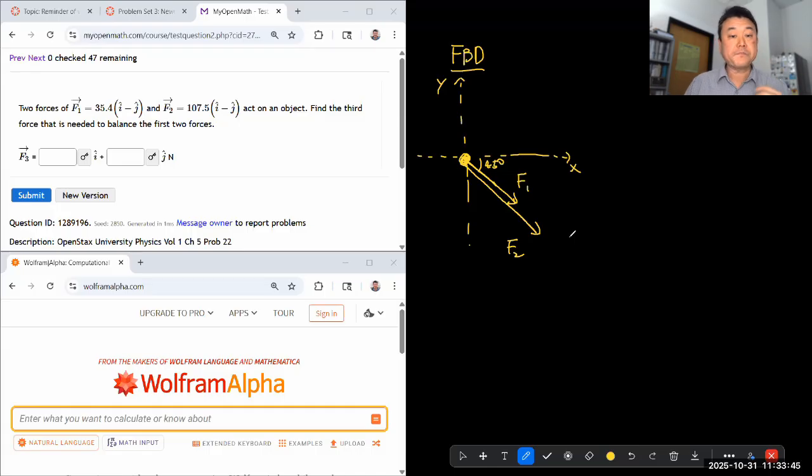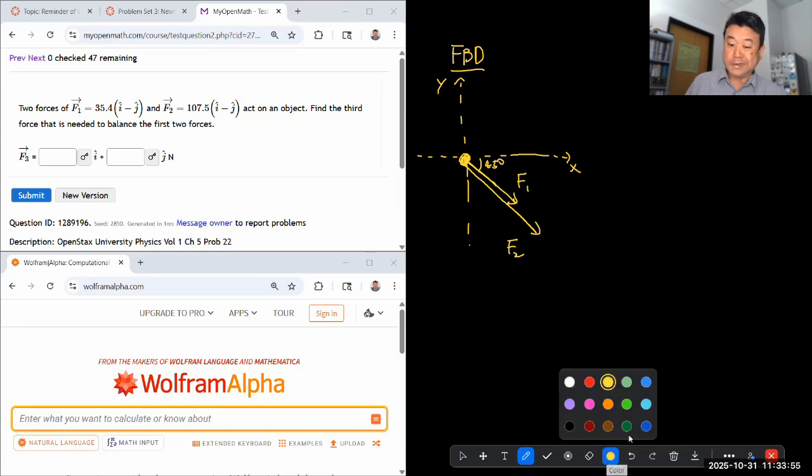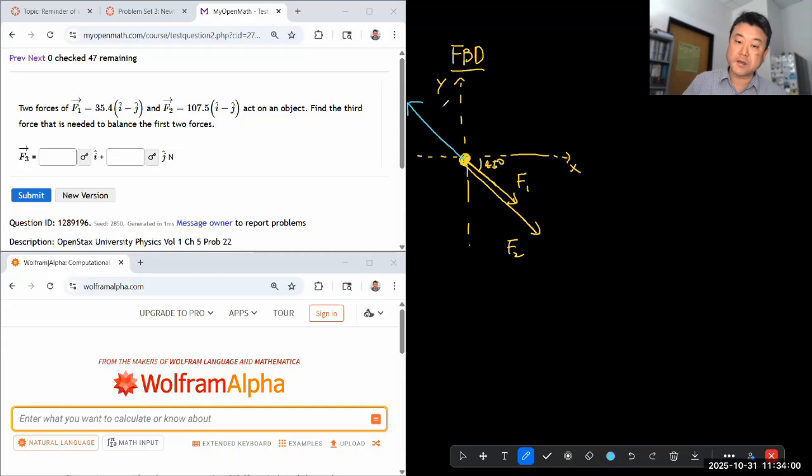You don't confuse yourself. So it's asking to find the third force that is needed to balance these first two forces. Now, although superficially it looks like a two-dimensional question, I can just intuitively guess that it's this force that I need. And because it's all one-dimensional, I can say the magnitude of this force must be the sum of the magnitudes of F1 and F2. This works because they are in the same direction. Otherwise, you would have had to say F3.